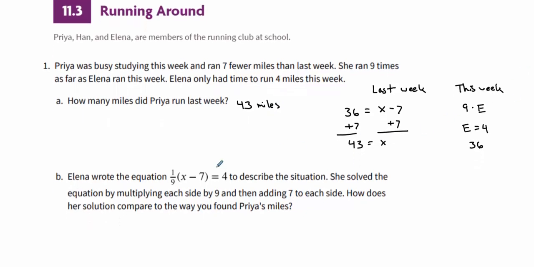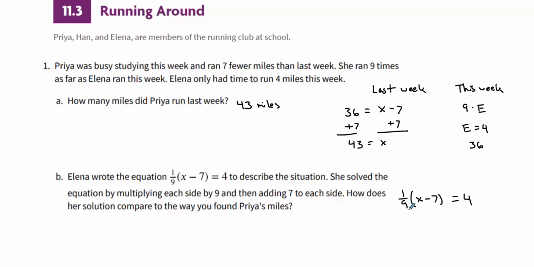Part B says, Elena wrote the equation 1/9 times the quantity of x minus 7 is equal to 4 to describe the situation. She solved the equation by multiplying each side by 9, then adding 7 to each side. How does her solution compare with the way you found Priya's miles? So let's go ahead and solve this, and we'll go step by step. So 1/9 times the quantity of x minus 7 is equal to 4.